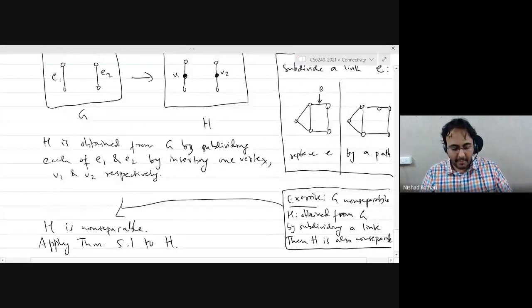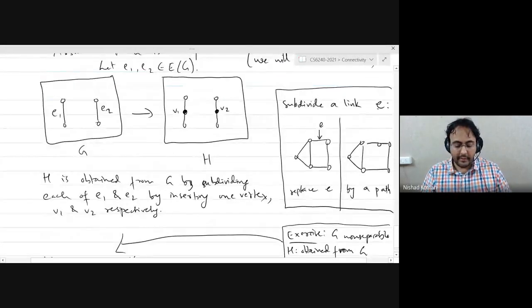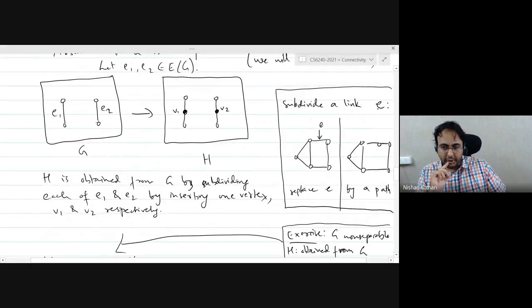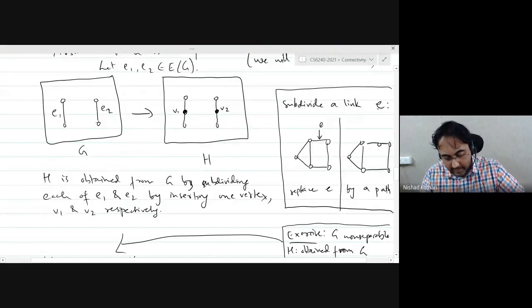If we apply theorem 5.1 to H on the vertices V1 and V2, then we know that V1 and V2 belong to a common cycle in H, right? Because the graph is non-separable, it cannot have any cut vertices. And the graph has at least 3 vertices because we have introduced 2 subdivision vertices, V1 and V2. So the graph H has at least 3 vertices, and it has no cut vertices. And so we can find a cycle in H.